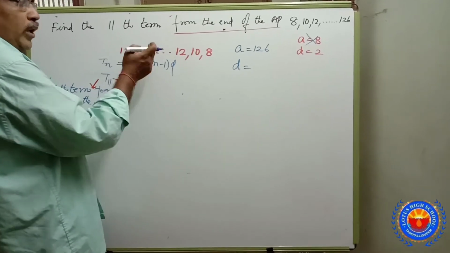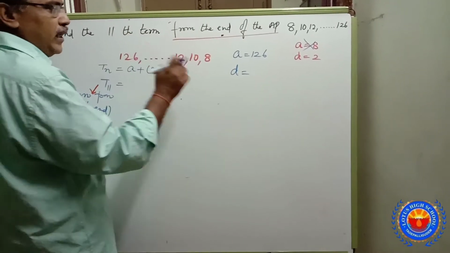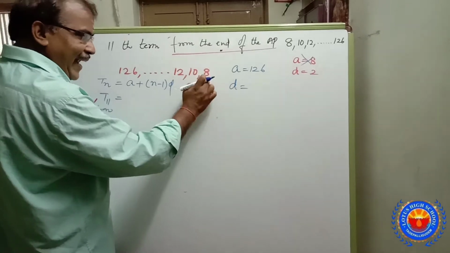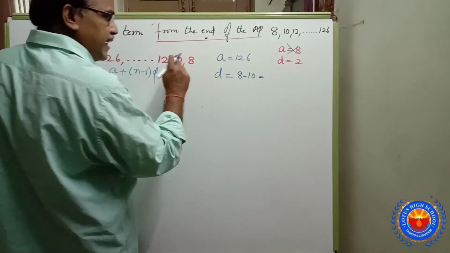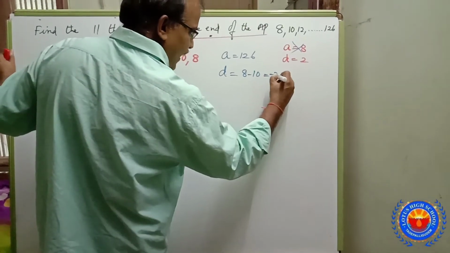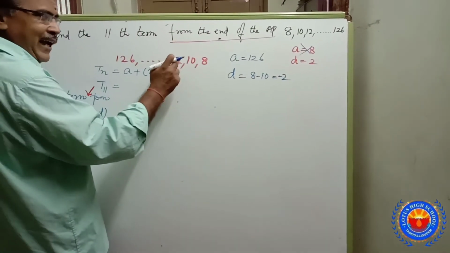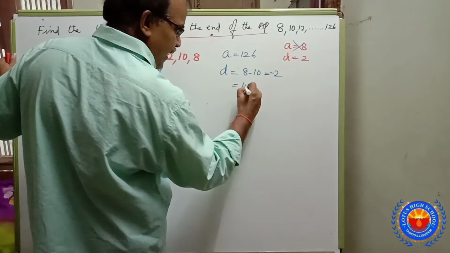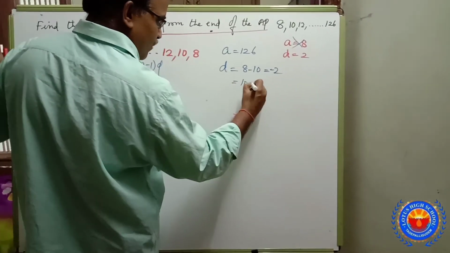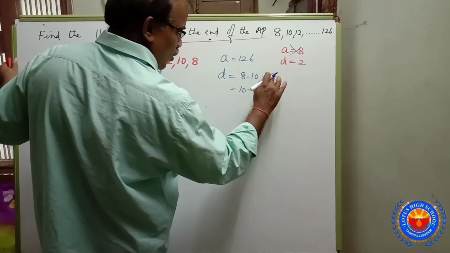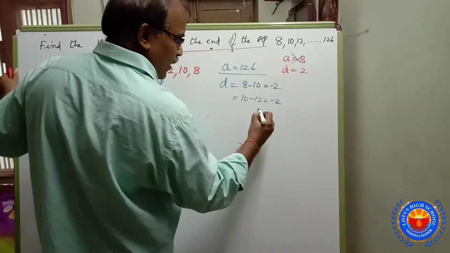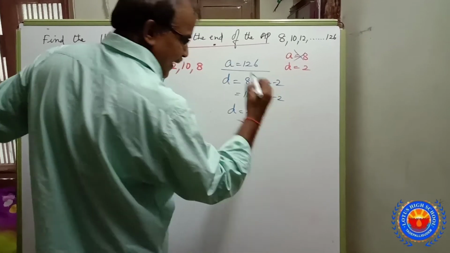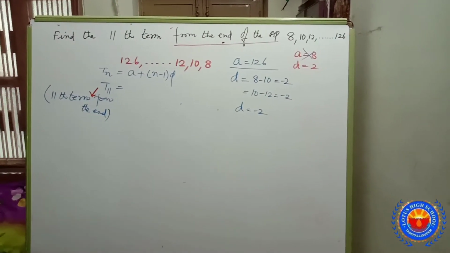T2 minus T1. That's why I am taking 8 minus 10. This is also correct, no? 8 minus 10 is equal to minus 2. If you want, you can check 10 minus 12, this is also minus 2. Now, A is equal to 126 and D is equal to minus 2.